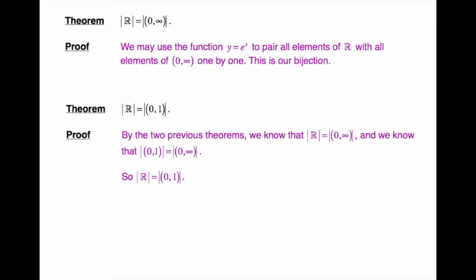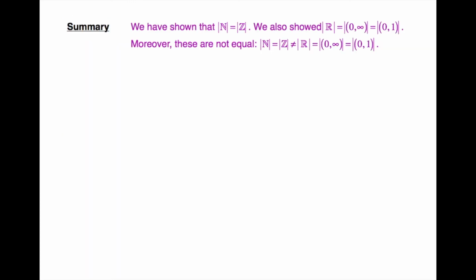So, a few comments on the important discoveries in these notes. First of all, let's summarize. We have shown that the cardinality of N is equal to the cardinality of Z. On the other hand, we've shown that the cardinality of R is equal to the cardinality of 0, infinity and the cardinality of 0, 1. And moreover, we've managed to make two separate groups with these five sets and show that they are not equal. So N goes with Z and R goes with 0, infinity and 0, 1, but they are separate. They have different cardinalities.